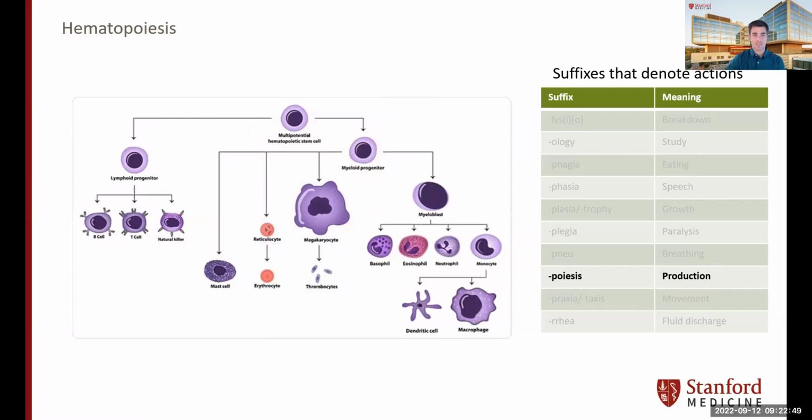Hematopoiesis is the production of blood cells. So remember, you start with stem cells and then they turn into all the various cells in your body. And that's the process of hematopoiesis.